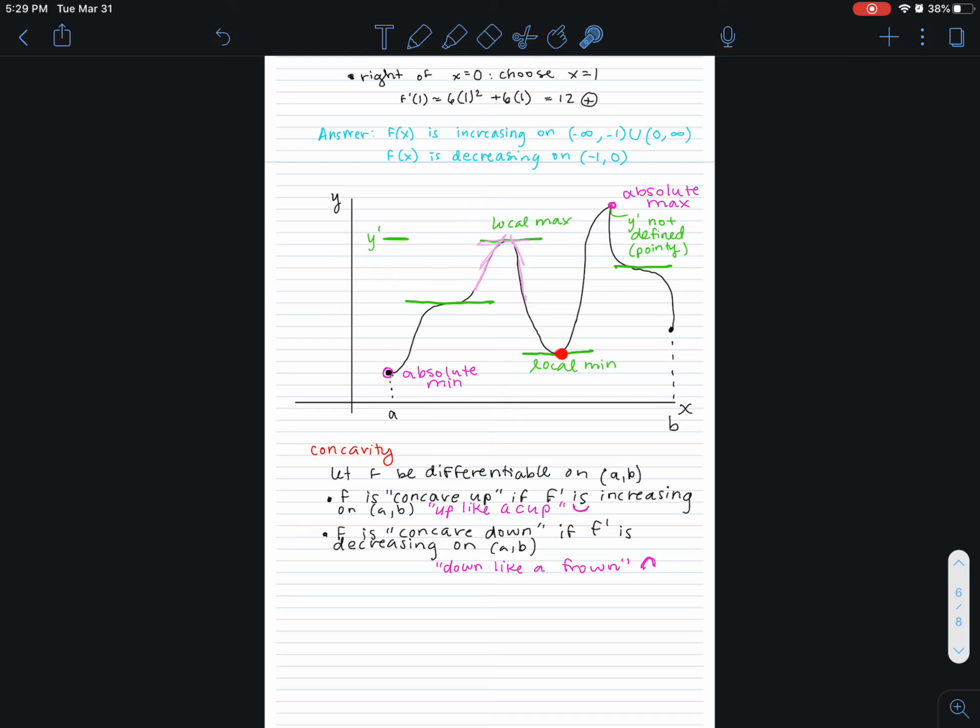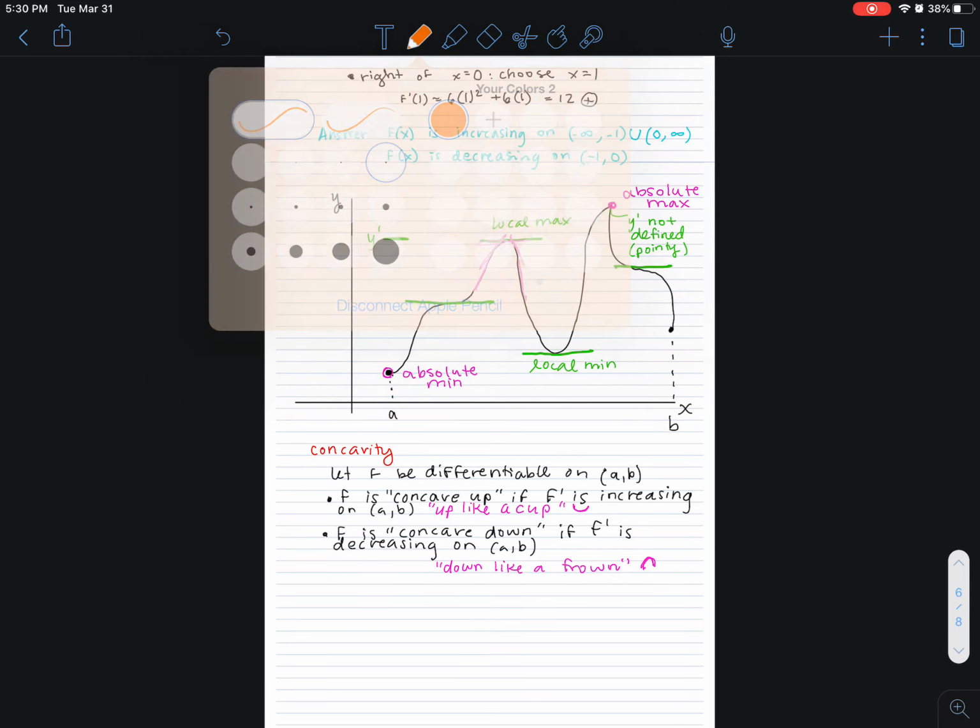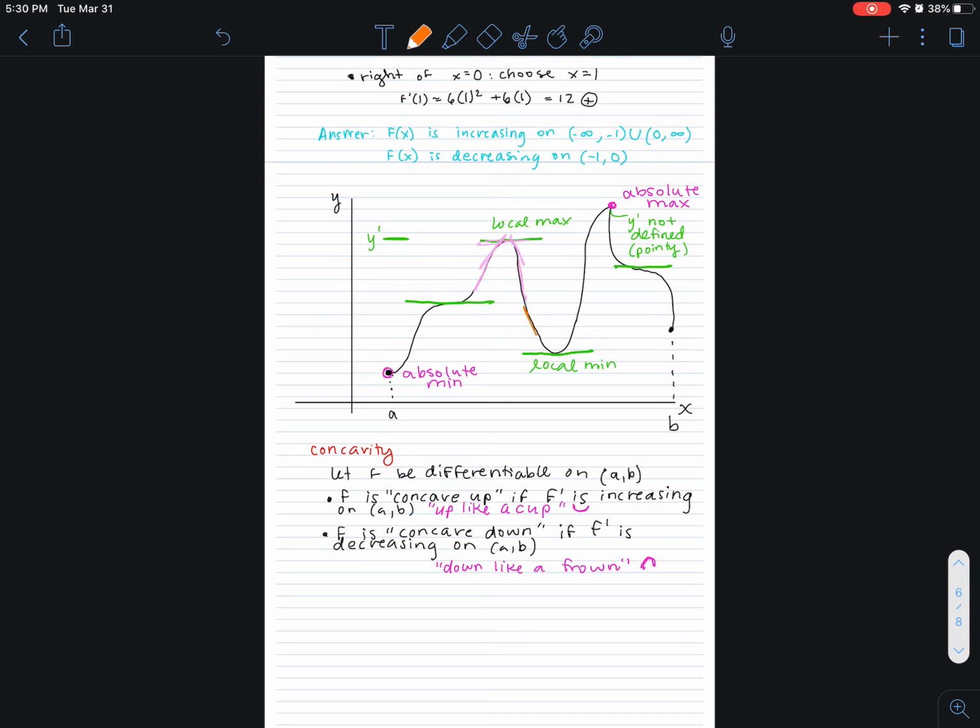And then the up like a cup, for example, is here. And if I draw in my slopes, just some example slopes, we can see we start with a very negative slope, flatten out to a 0 slope, and then get more positive. So that's where we say concave up, and that's just f prime increasing on our interval. So up like a cup, down like a frown. It just needs to look like this and like this.